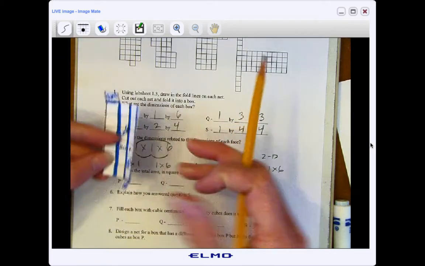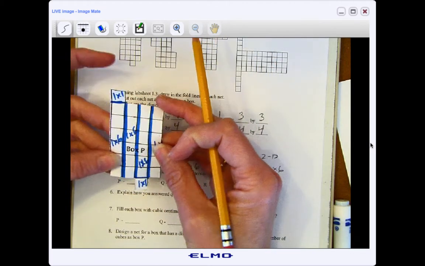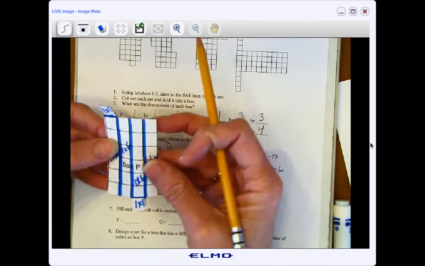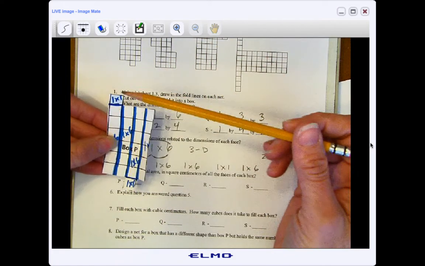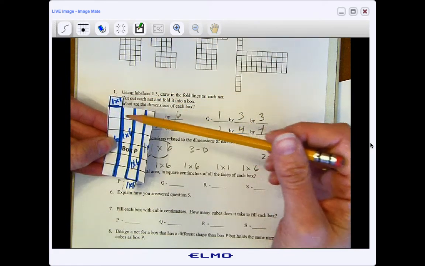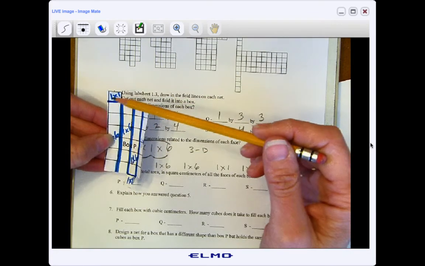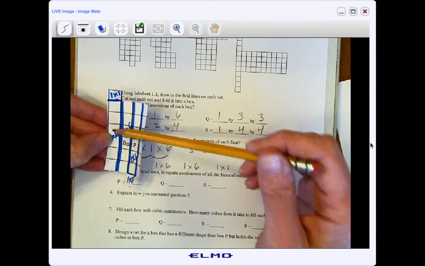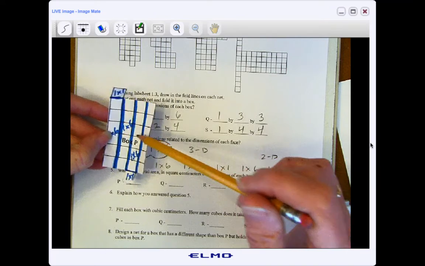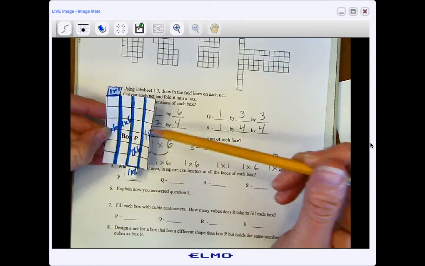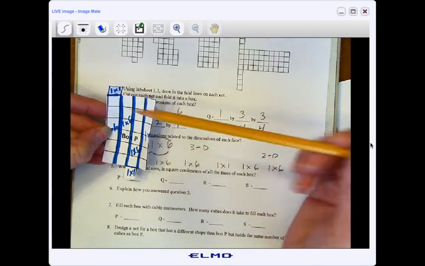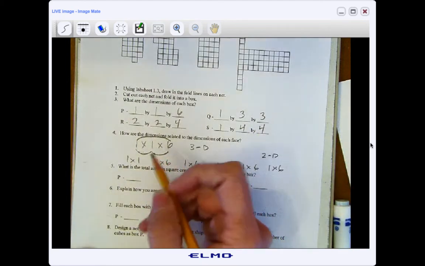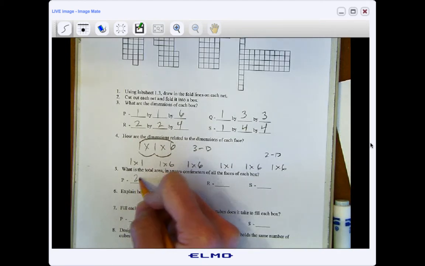All right, I want you to find the total area. So how much paper would we need to actually make box P? All right, so you could start by just counting, but it'd be a little faster to find the area of this. That's 1, area of this 6, 6, 6, 6, and then 1, okay, and add up those 6 areas together. What'd you get? About 26.